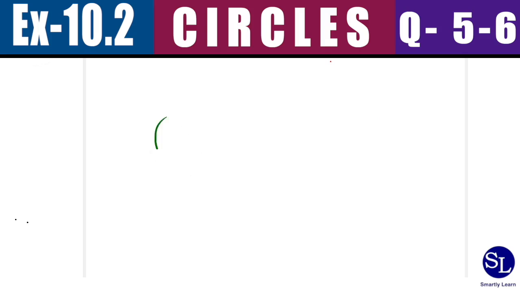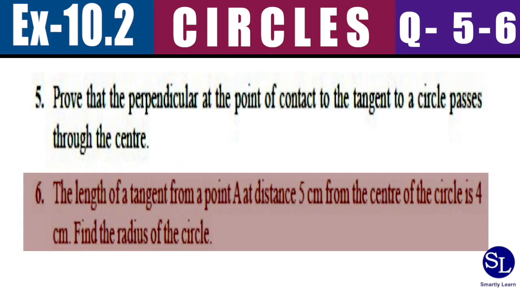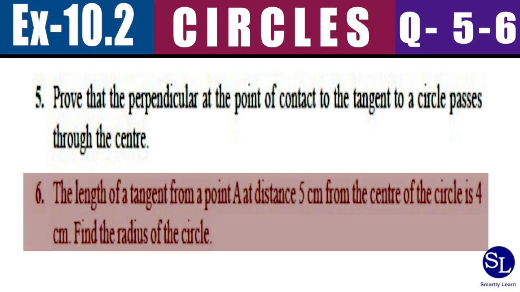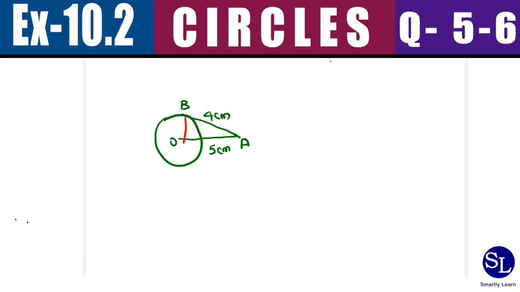So I'm drawing a circle and the length of a tangent from a point A at the distance of 5 centimeter from the center. So this distance is going to be given as 5 centimeter and the length of the tangent from point A is marked as 4 centimeter. So I'm marking this as A, I'm marking the center as O, the point of contact as B. They're asking us what is the radius of the circle. So essentially they're asking what is OB.